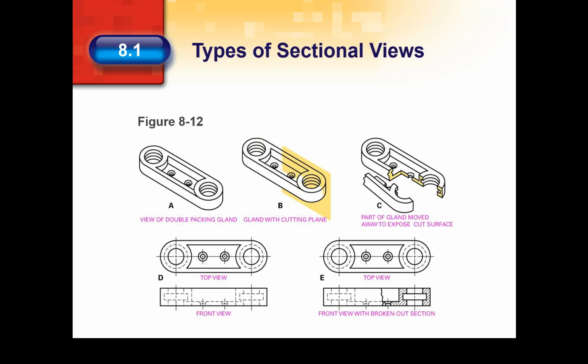A view with a broken out section shows an object as it would look if a portion of it were cut partly away by the cutting plane and then broken off to reveal the cut surfaces and the insides. See figure 8.12. This view shows some inside detail without drawing a full or half section. Note the broken out section is bound by a short break line drawn freehand with the same thickness as a visible line.